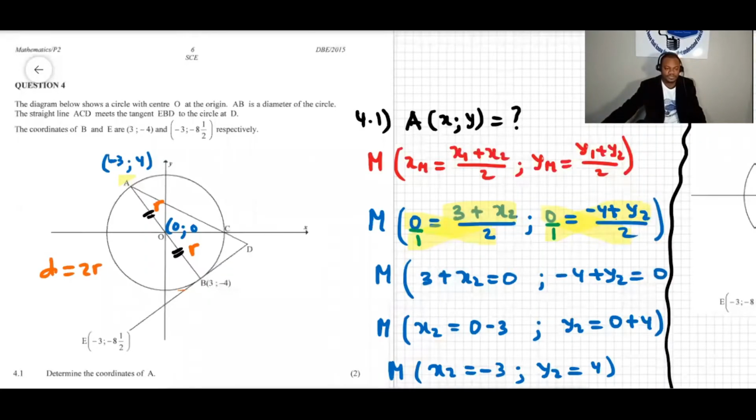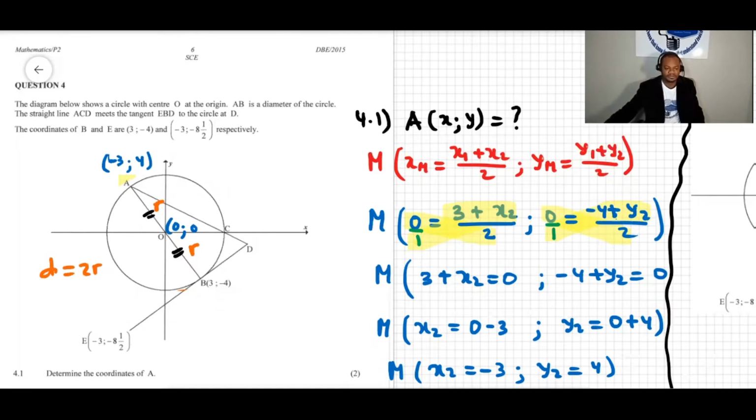Well, we have question 4 here. The question says, the diagram below shows a circle with center O at the origin. AB is the diameter of the circle. The straight line ACD meets the tangents EBD to the circle at D. The coordinates of B and E are (3, -4) and (-3, -8.5) respectively.